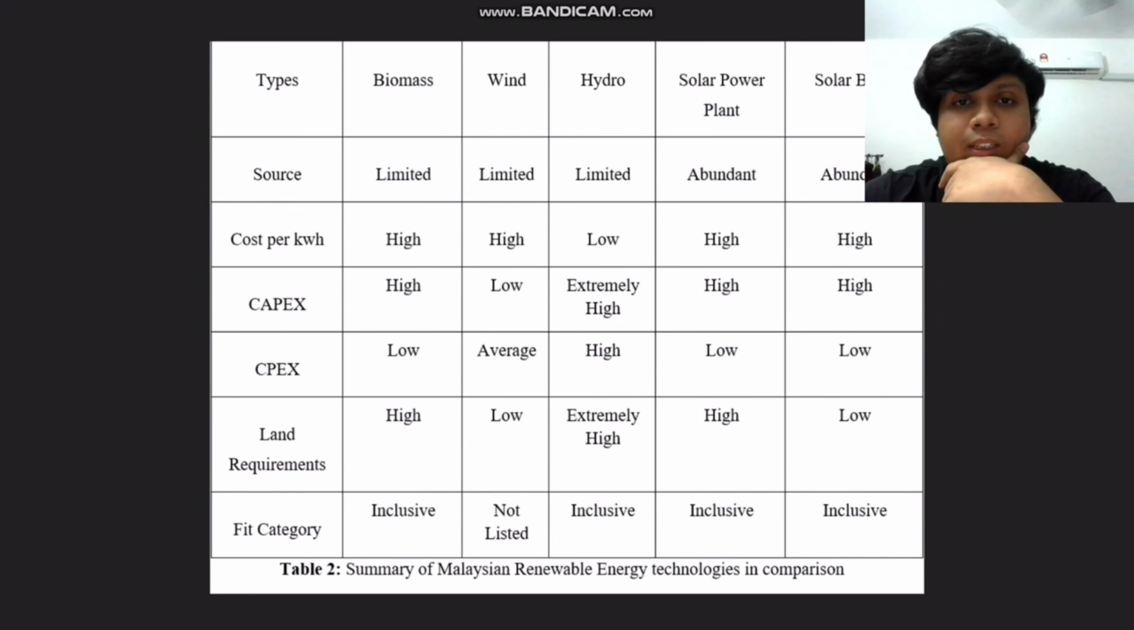Hydro, the source is limited. Cost per kilowatt is low. The capex is extremely high. The CPES is high. The land requirement is extremely high. And the feed category is inclusive.